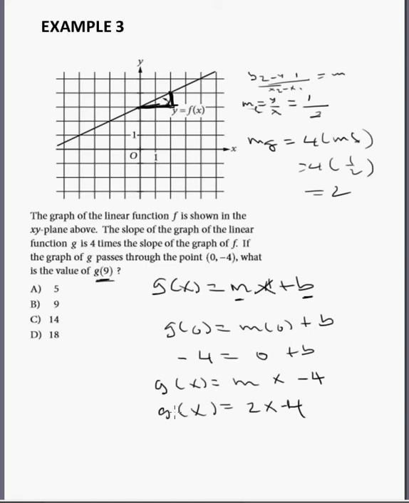So we want to find g(9). Therefore, g(9) will be equal to 2 times 9 minus 4, which is 18 minus 4, and that's equal to 14. So hopefully there's 14 in there somewhere, and that is C. So your answer choice here is C.